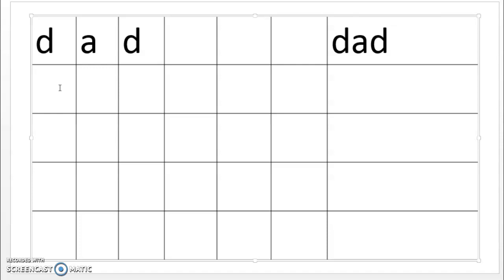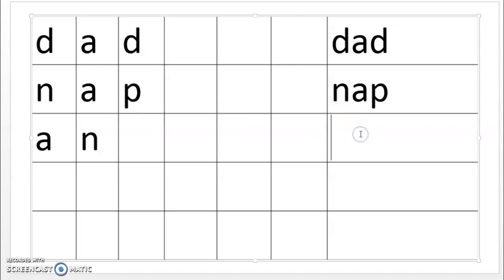Next word. Say nap. Tap nap. N-a-p. Let's say the sounds as we write the letters. N-a-p. Let's spell nap. N-A-P. Nap. Next word, say an. Let's tap an. A-n. There are 2 sounds in an. Let's write the letters as we say the sounds. A, n. Let's spell an. A-N. An.